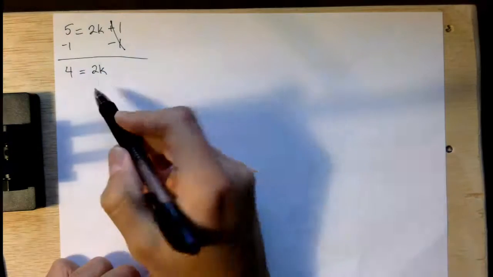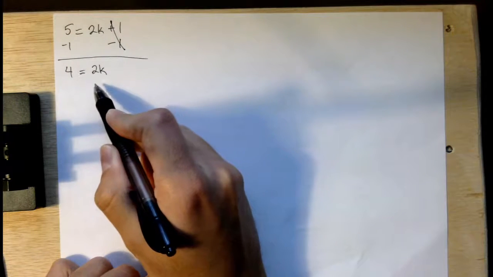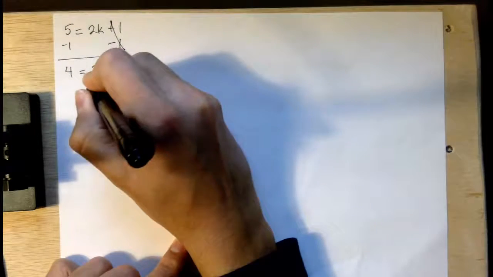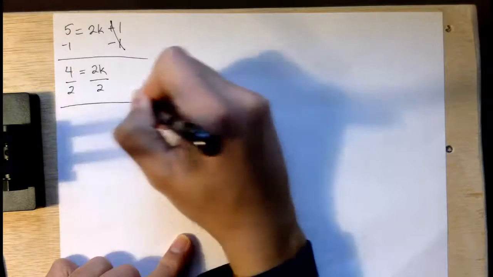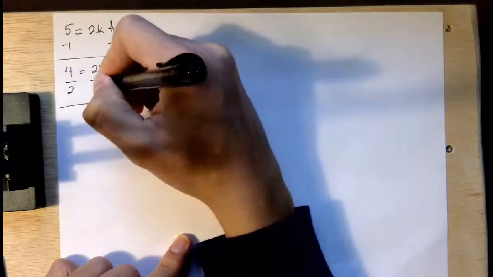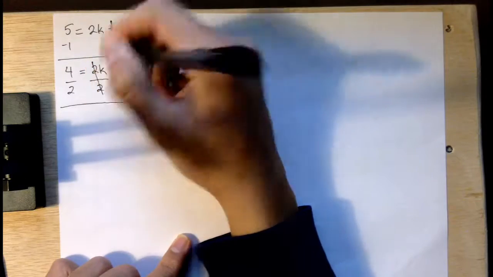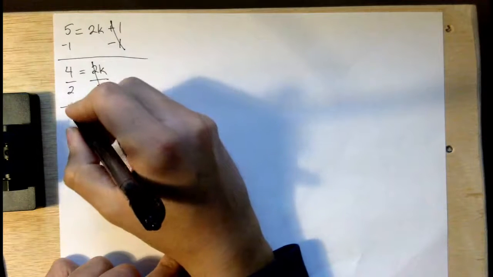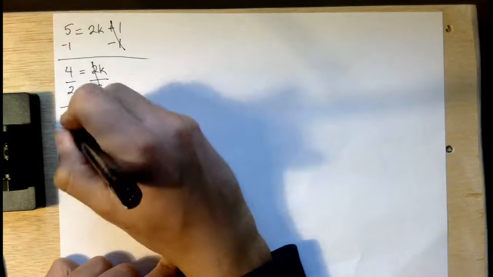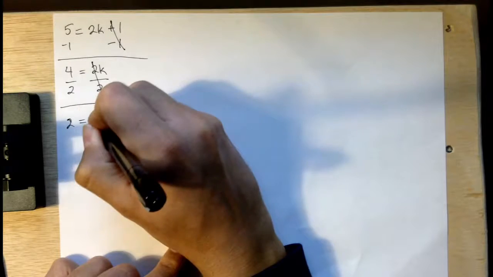Now, my variable is still not isolated. It's being multiplied by 2. So the inverse is to divide by 2. Again, if I did this correctly, 2 divided by 2 is 1. These will cancel, right? 1k or simply k. On the left-hand side, I have 4 divided by 2, which is 2. So 2 is equal to k.